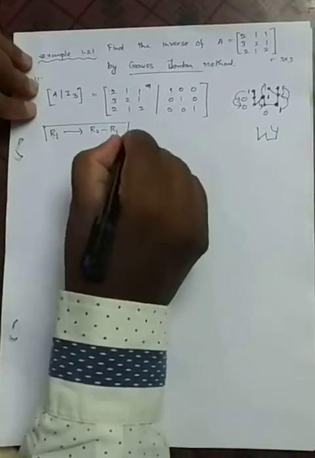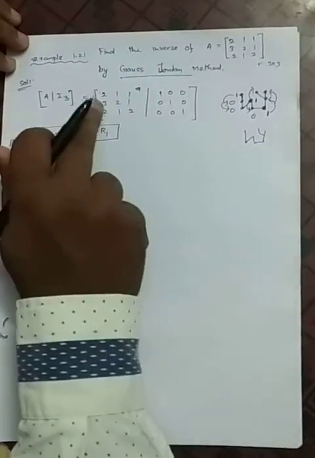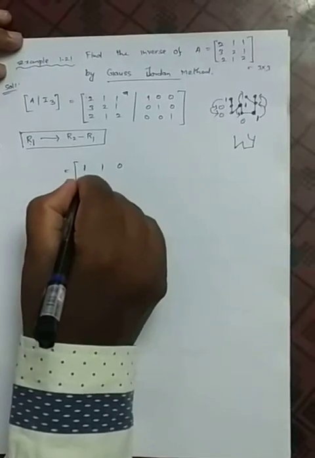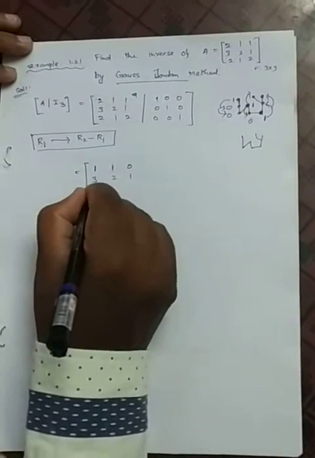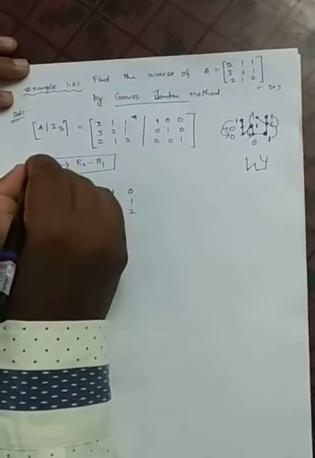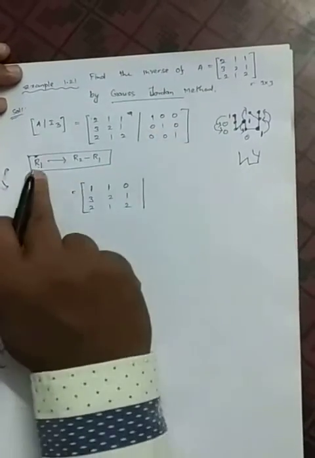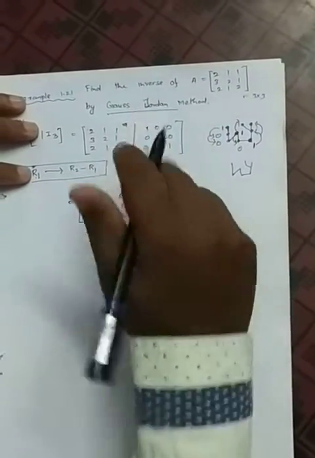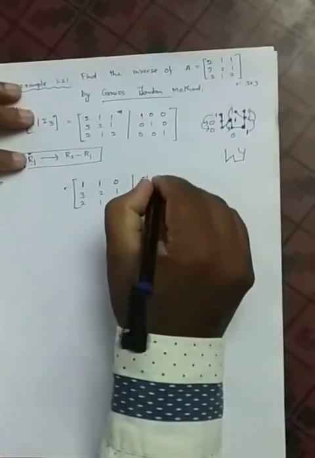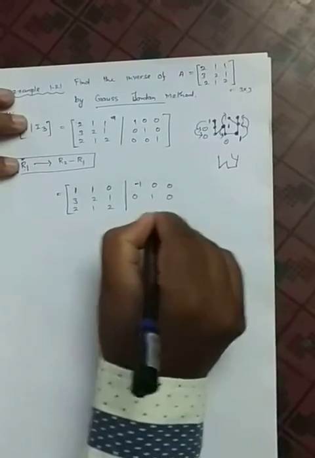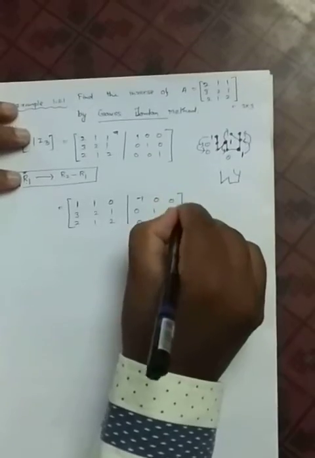R2 minus R1. You can easily see here I am writing 3 minus 2, answer is 1. 2 minus 1, answer is 1. 1 minus 1, 0. That's it, simple. So this is 2 as such, this is 1 as such, this is 2 1 because we are changing only row 2. Similarly you need to do for the identity matrix. R2 goes to R2 minus R1, that is 0 minus 1, 1 minus 0, 0 minus 0. This is 0 1 0, this is 0 0 1. That's the first step we have done.